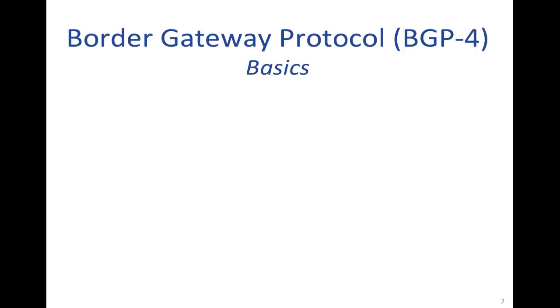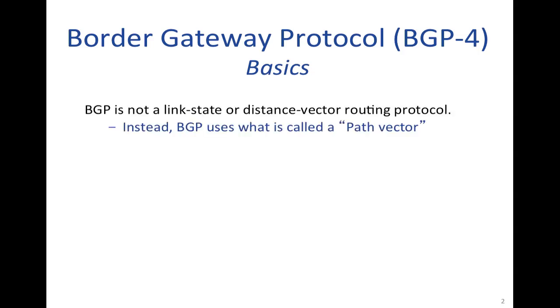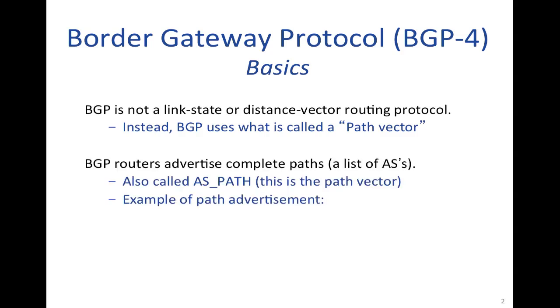Okay, let's start with the basics of BGP 4. BGP is not a link state or a distance vector routing protocol. Instead, it uses what's called a path vector. And the way this works is that the BGP routers at the boundary of each autonomous system will advertise a complete path, and that path is a list of ASs that you pass through in order to reach a particular destination prefix. This is also called the AS path, and that's the path vector.